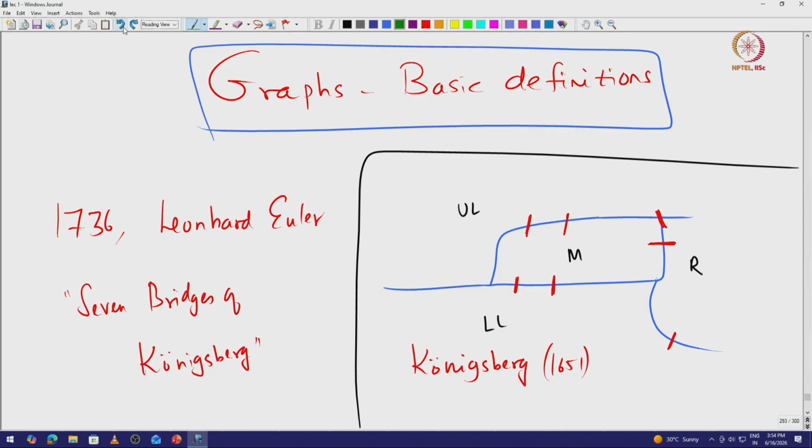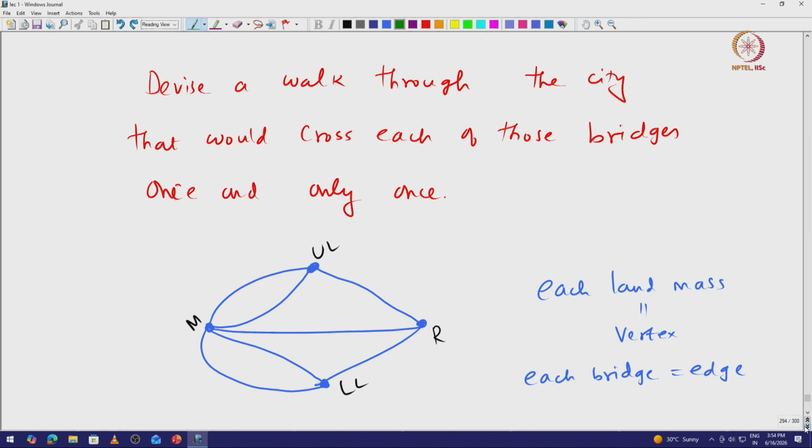Now you can see that there are five bridges connected with this middle land M. That means that vertex has degree five. Okay, there are five edges coming from that middle land M. Similarly, UL and LL have three edges coming out, and R has three edges adjacent to it. So, the real life problem is now converted into a graph theory problem.